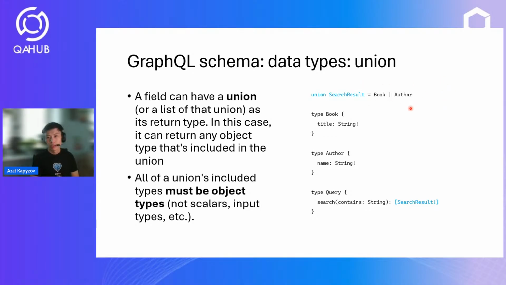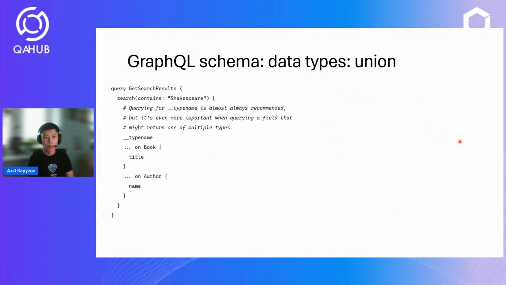So the following schema defines a search result union that can return either a book or an author. And the search result union enables this query search to return a list that includes both books and authors. So let's take a look at what it would look like in the query.